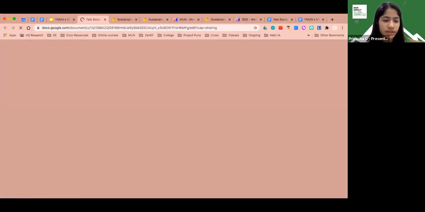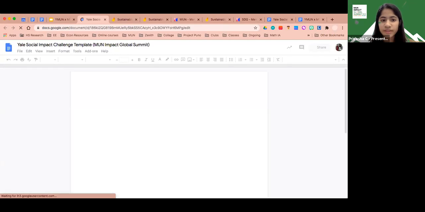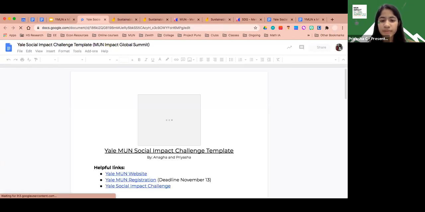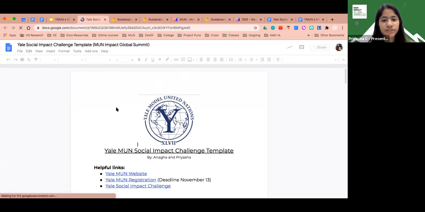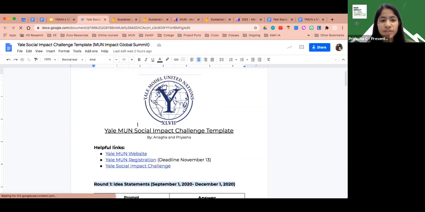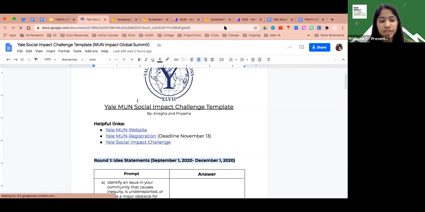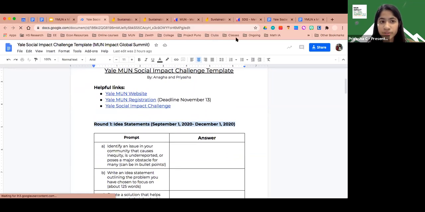That includes a lot of useful information about the Yale MUN partnership that we have, and it breaks down the Social Impact Challenge rounds. So if you want to participate in this challenge or even want to allow yourself to brainstorm a little more about a project idea that you have in mind, we encourage you to make a copy of this document and keep it saved so that you can go through it and fill out the different tables and templates that we've created for you and read through the tips that we've given you, for those of you who want to join the Social Impact Challenge.